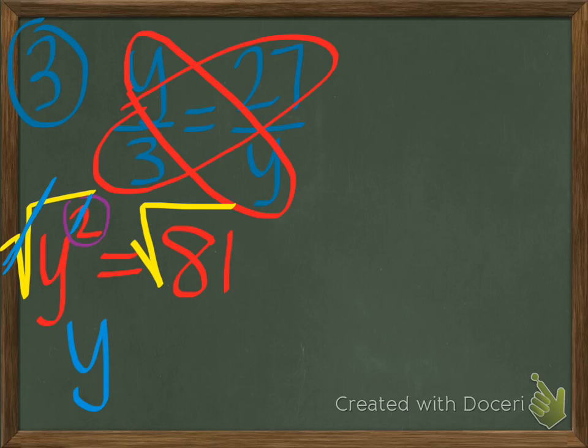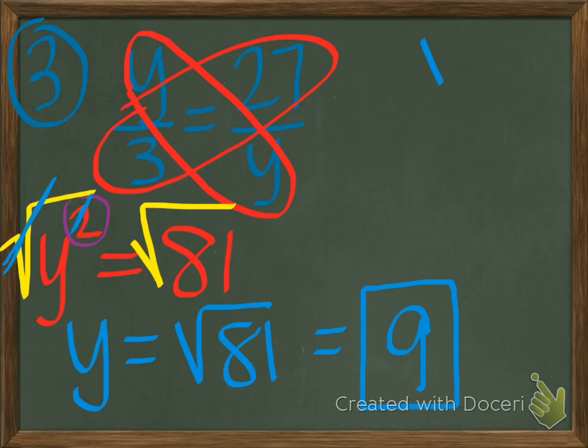So now I have y equals the square root of 81. We put in our calculator, the square root of 81 is going to be 9. Now, I know this because 81 is a perfect square. But it's not going to happen all the time. So what we usually do is we would make our tree.